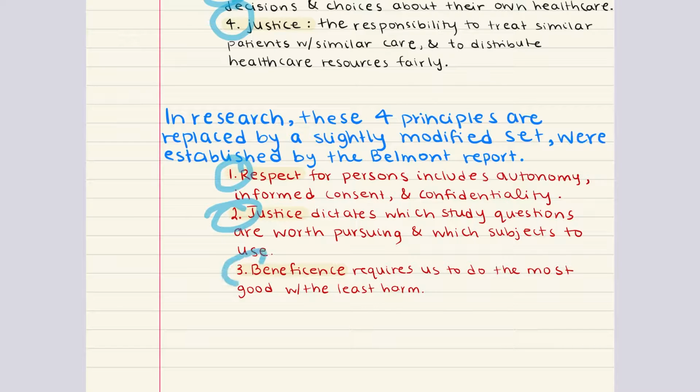Finally, beneficence is the principle that requires researchers to maximize potential benefits while minimizing harm. So by adhering to these ethical principles, both researchers and medical practitioners can ensure that their work respects human dignity, promotes fairness, and contributes meaningfully to society without causing any undue harm.